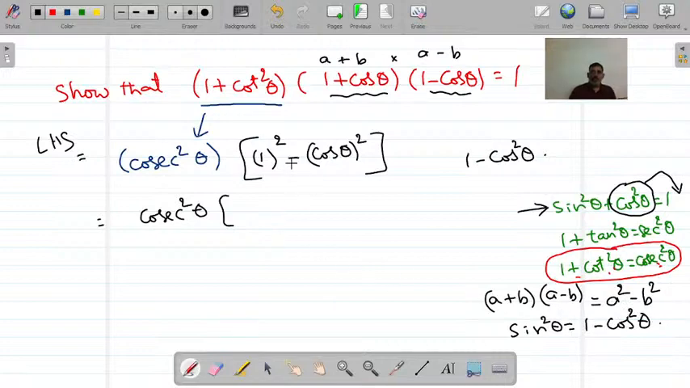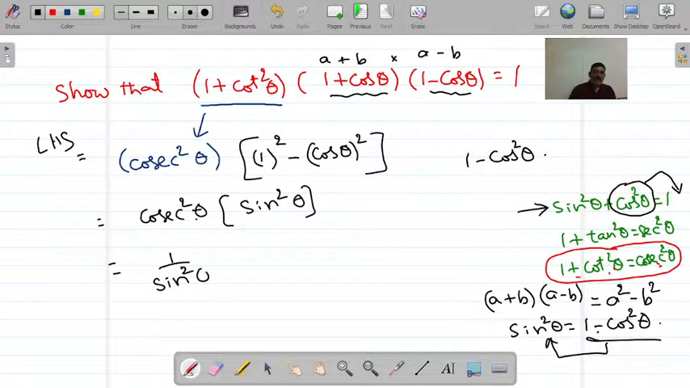So now here I can see this is 1 minus cos square theta, which is simply equal to this. So I can replace this with sin square theta. Now further, we know that sin and cosecant are reciprocals, right? So I can write cosecant square theta like 1 by sin square theta into sin square theta. Sin square theta divides sin square theta one time, 1 into 1, 1. That's how you can say that it is proved.